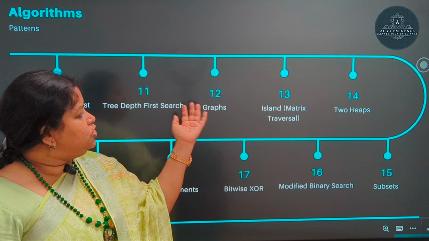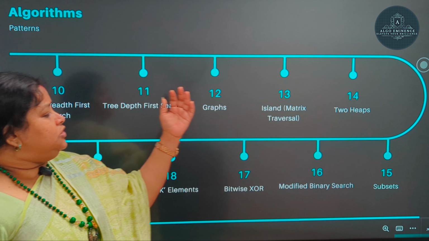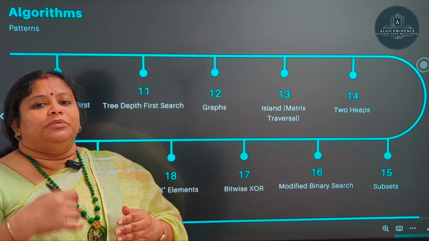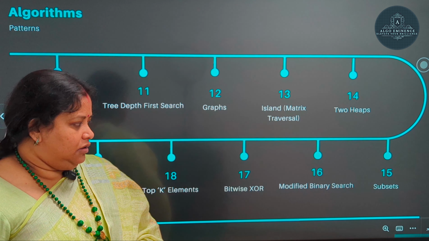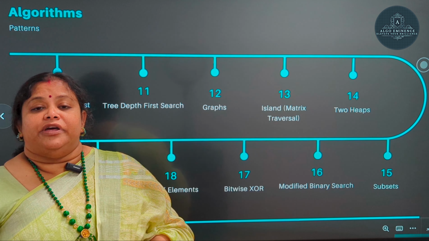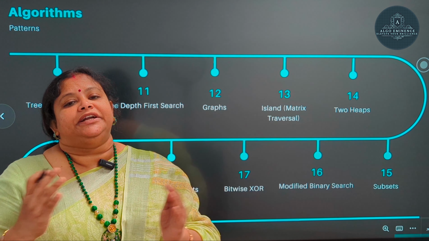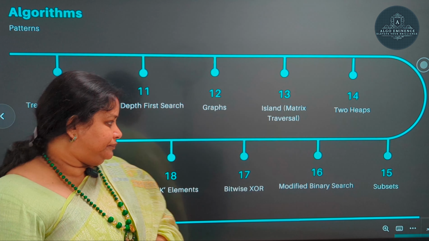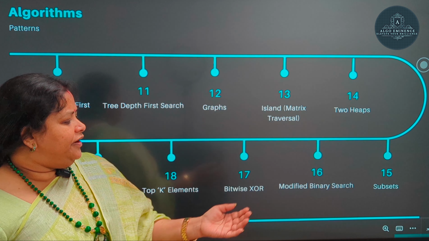Next you have graphs, which also work on the same format of DFS and BFS. Next you have island matrix traversal, where you use the graph technique only, and you will be traversing in 4 adjacent directions so that you can get your desired output. We have a two heaps algorithm, where you will be having 2 heaps in the form of a maximum and a minimum, and the data will be used in such a way that you get your optimal result. Similarly, you use subsets.